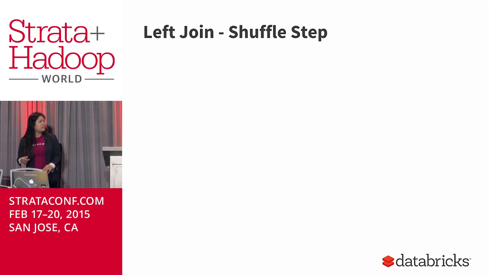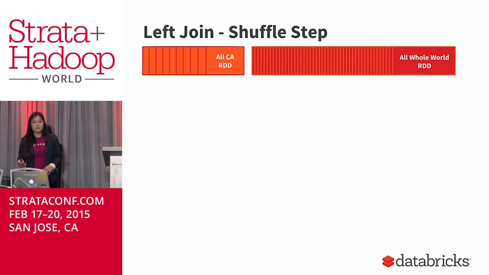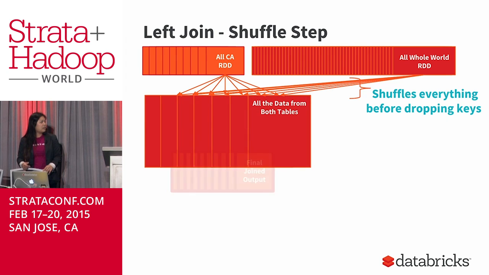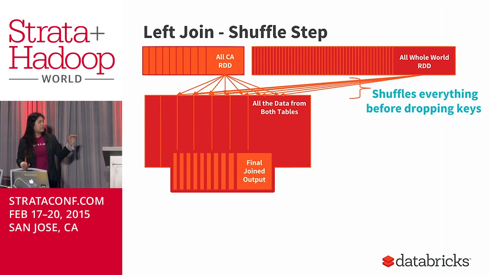So with the left join in the shuffle step, we have our all California RDD, and we have our really humongous all world RDD. In order to do the left join, we actually have to shuffle everything across the network to get all the data before we can get our final joined output. So the dropping of the data doesn't happen until after everything's been shuffled.